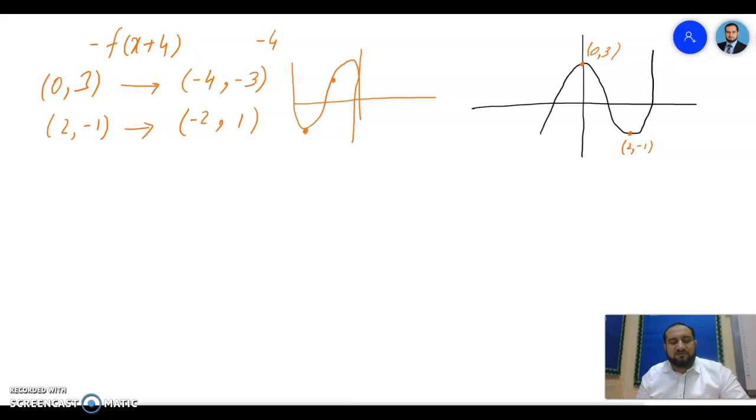So if you look at this graph, what happened to this graph? This is actually moving 4 units to the left, and then it's reflected over the x-axis. Sorry about the sketch. So these are the coordinates, minus 4, minus 3 and minus 2 and 1.